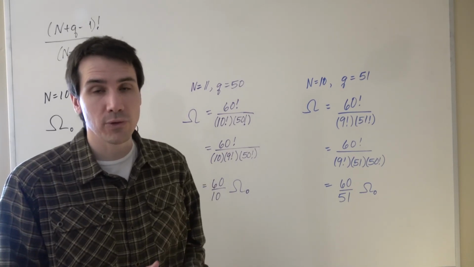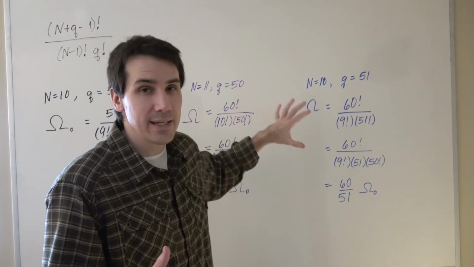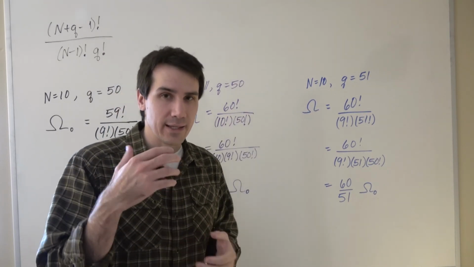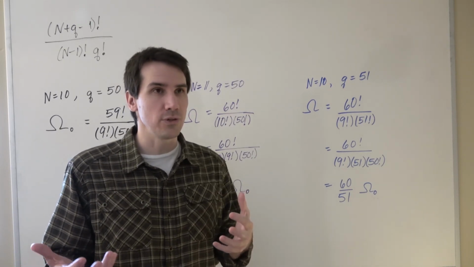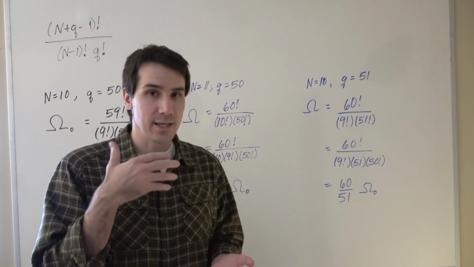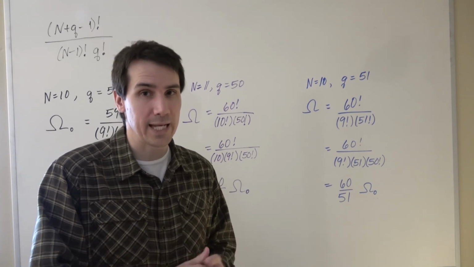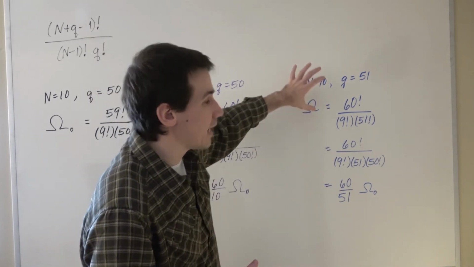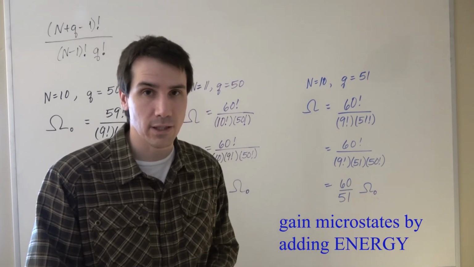As a small preview of what we will be talking about in the next chapter, this idea that if you add a little bit of energy, you gain a lot of multiplicity will actually turn into our definition, in a way, of what temperature is. That is, if I'm at low temperature, I gain a lot of extra microstates by adding in a little energy. And if I'm at high temperature, I gain relatively few microstates by adding in a little bit of energy.